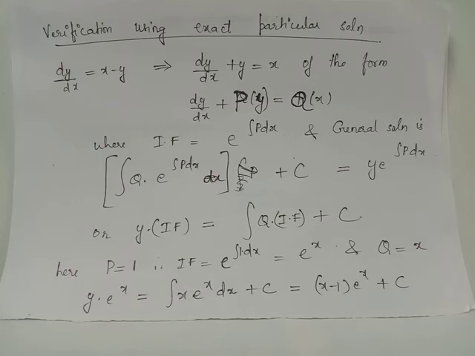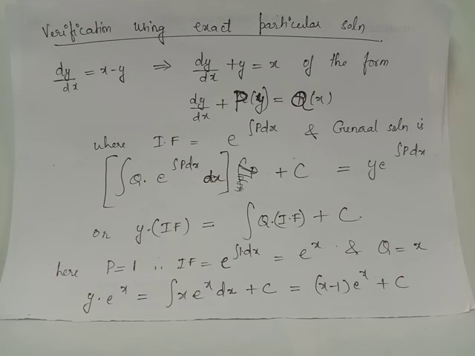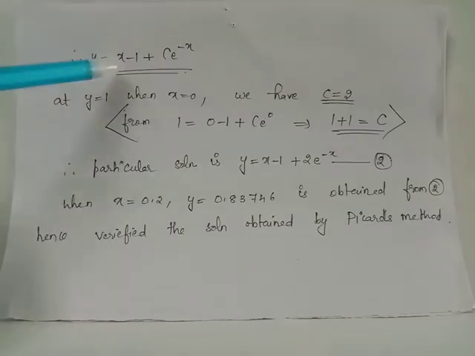We can integrate x e^x dx using integration by parts, considering x as the first function and e^x as the second function. Thus, we obtain y e^x = (x - 1) e^x + c. When you multiply both sides of the equation by e^(-x), we have y = x - 1 + c e^(-x), because e^x times e^(-x) equals e^(x - x) = e^0 = 1. Thus we arrive at this general solution for y.